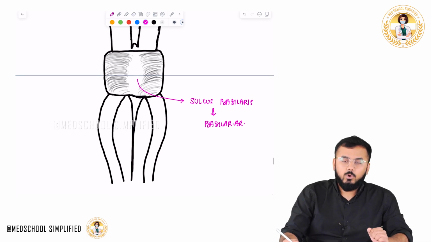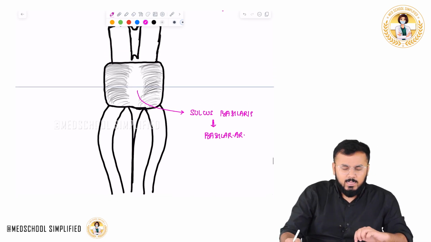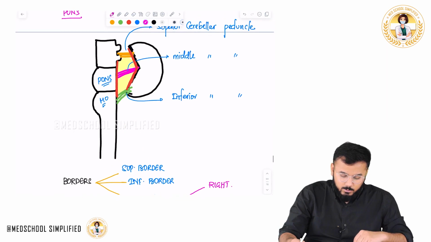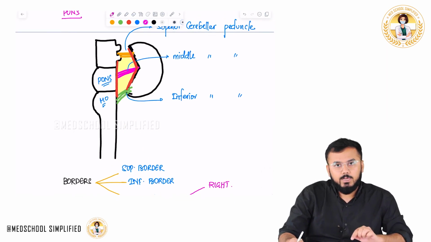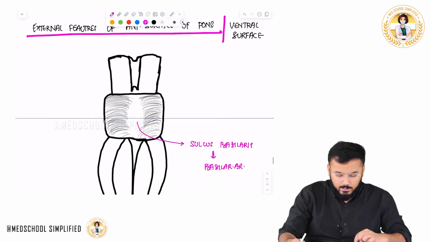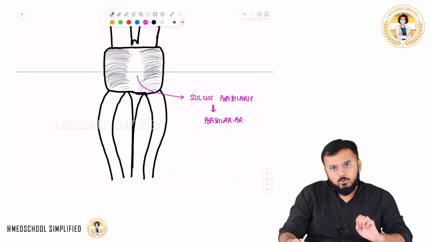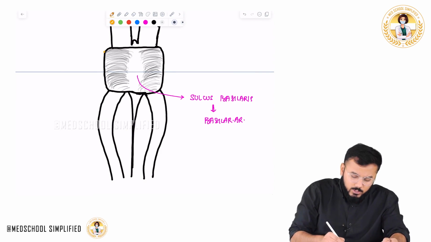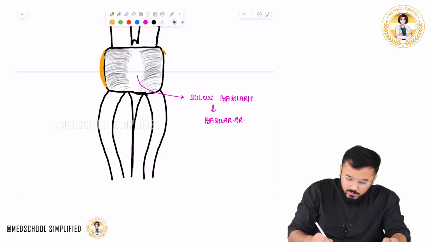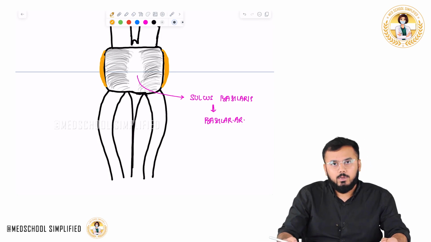Second important thing is that, as I've already told you, the pons is attached to the cerebellum with the help of which peduncle? That is the middle cerebellar peduncle. From the front view, can you look at the middle cerebellar peduncle? No. But very partially you can just look at it like this. So this is a partial view of the middle cerebellar peduncle.